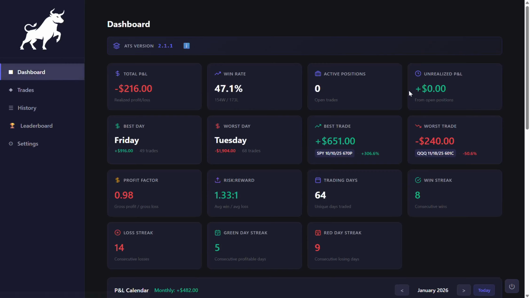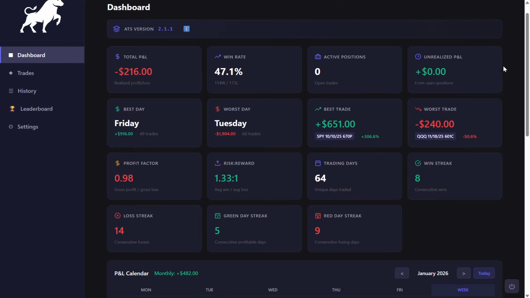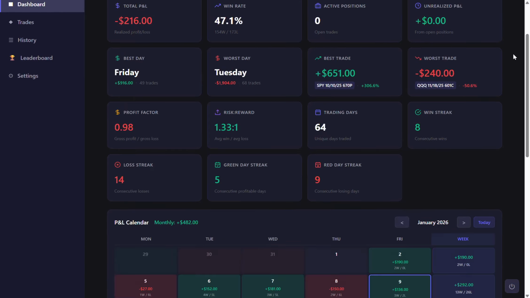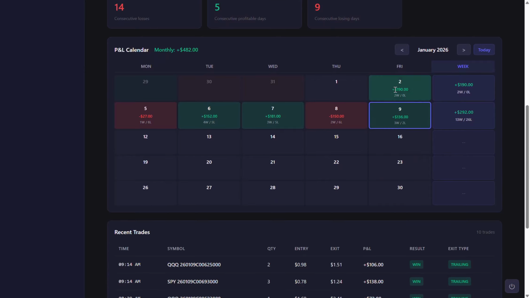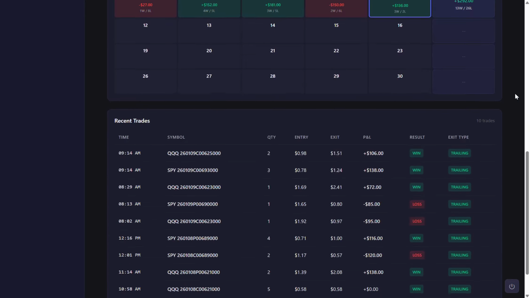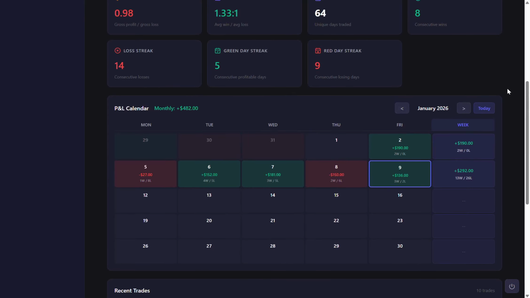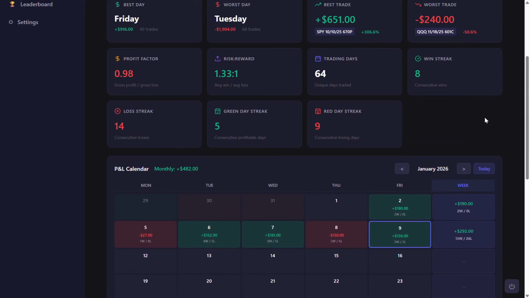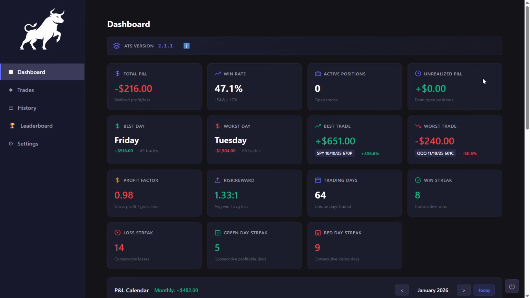So, this is your dashboard. It's going to show you all the different stats for your trades since you have been connected to automation. You'll see daily what your P&L is, weekly, monthly, and it'll go through the most recent trades. So this is very helpful. So you can scroll through months. It'll tell you what your current risk reward is, your best trades, your worst trades, stuff like that.